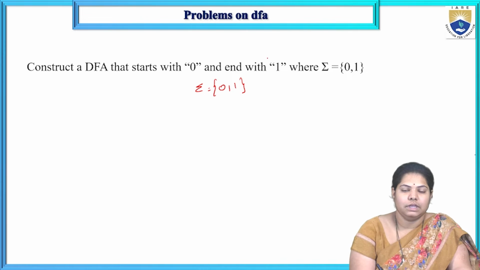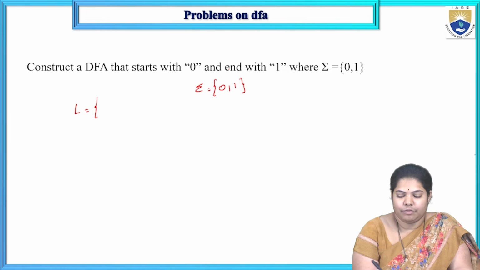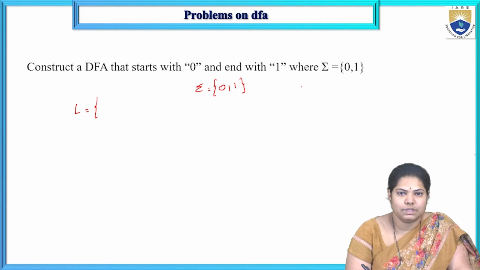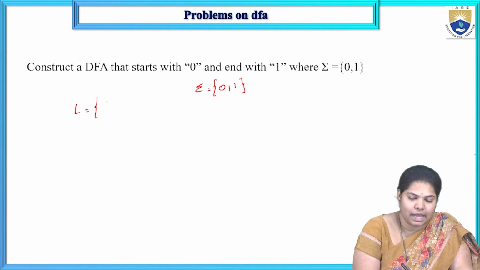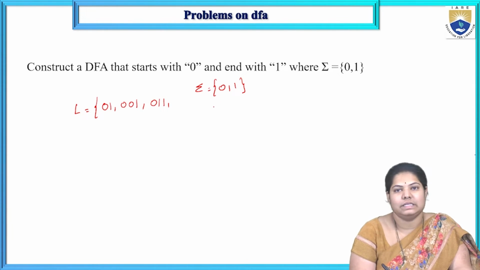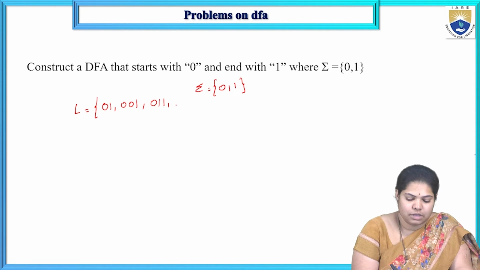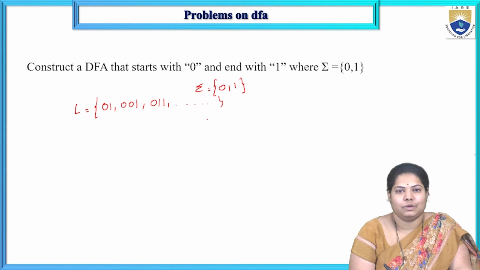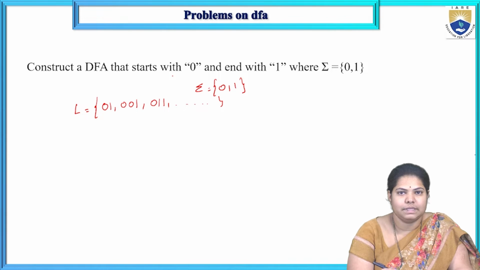Based on the question, we have to write the language. Here the language is all the strings that start with 0 and end with 1. The minimum string contained in the language is 01. Right? Then 001 and 011. That means any length string it might be, it should start with 0 and end with 1. So on, I can get any length of string. Based on this, the first step is the input symbols, the second is the language.